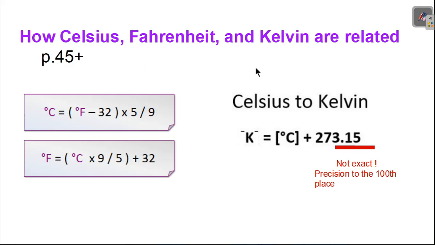So how are Celsius, Fahrenheit, and Kelvin related to one another? We have equations that help us convert from one temperature scale to another temperature scale. Celsius to Fahrenheit, and from Fahrenheit to Celsius, or from Celsius to Kelvin. So you have different equations that you can use. You just have to use the right one. These two really are the same. It's just that it's been rearranged. So you can just memorize one and learn how to rearrange it, or memorize both of them.